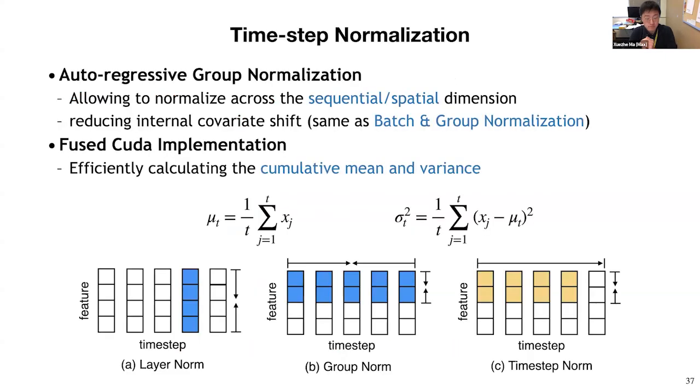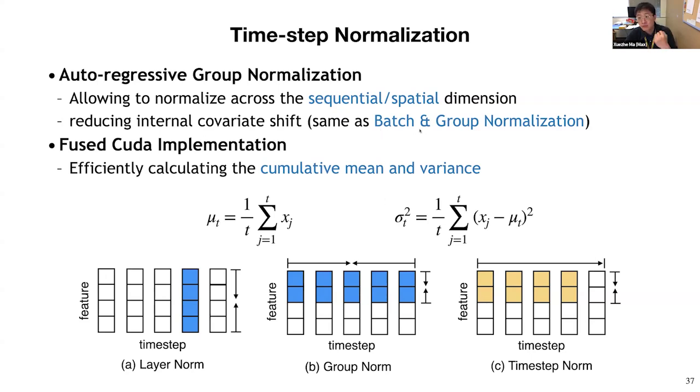And the second component we propose in our Megalodon architecture is called time-step normalization. So we know normalization was first proposed in batch norm in the computer vision area. And once it was proposed, one of the most important motivations was to reduce the internal covariate shift of the data. So that is why in batch or group normalization, usually the normalization is performed across the time step dimension and also the batch dimension.